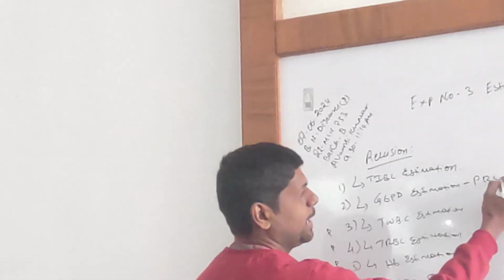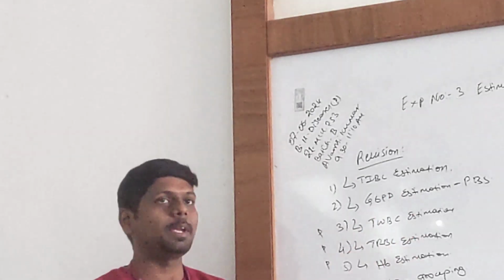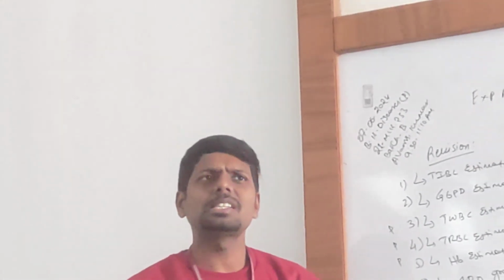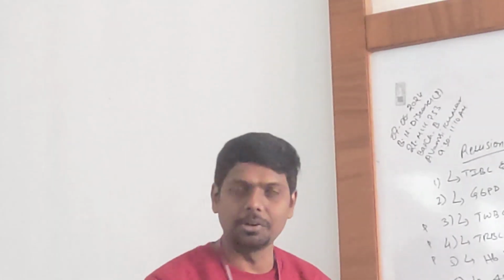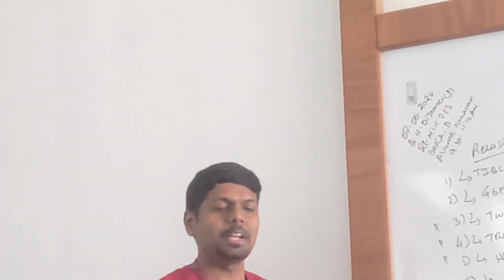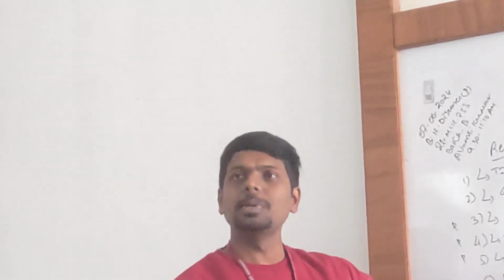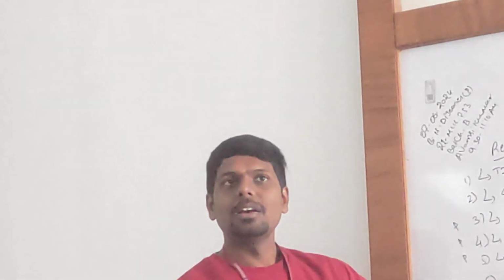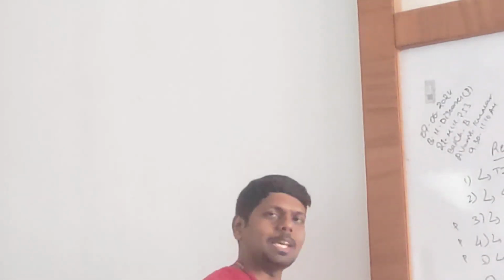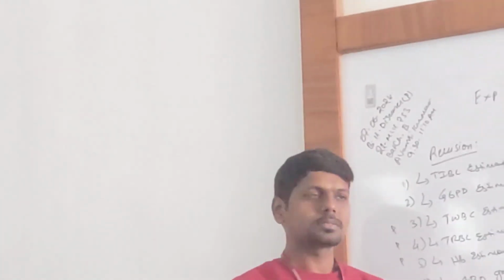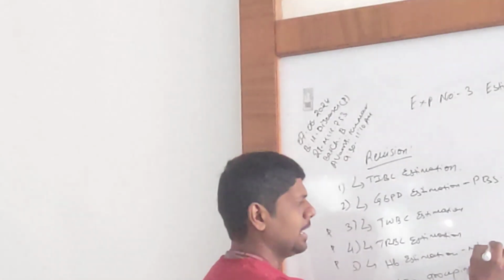In peripheral blood smear, what will we identify in G6PD? Blast cells. No. Bite cells. Okay, bite cells will be detected in G6PD in PBS. Then practically we have performed TWBC, RBC, HB. What is the diluent used in HB estimation? Very good. And by that, KCl.